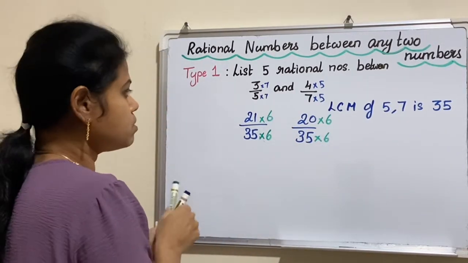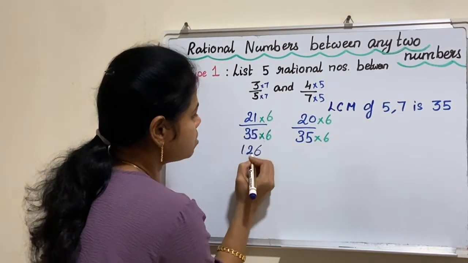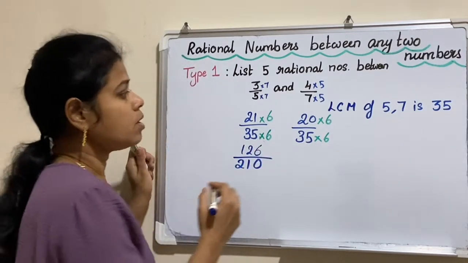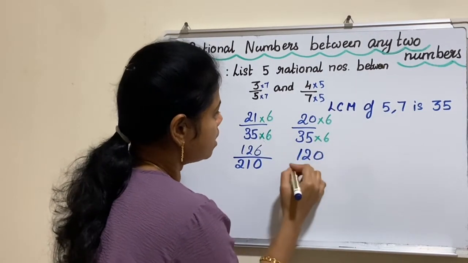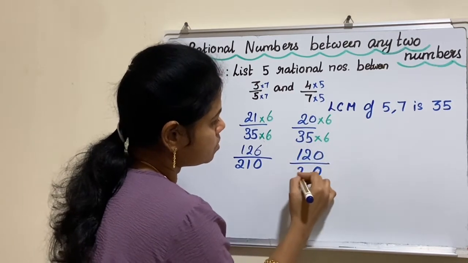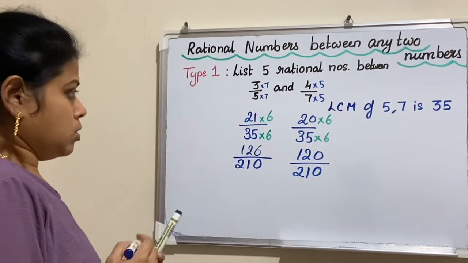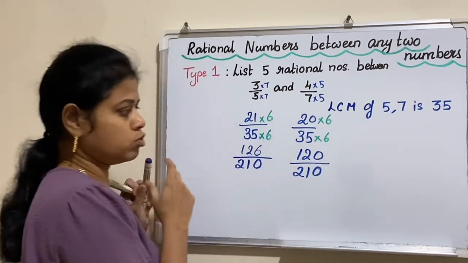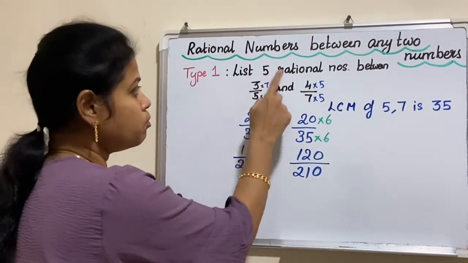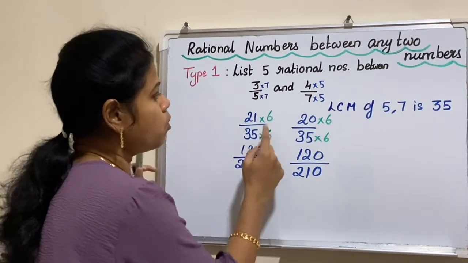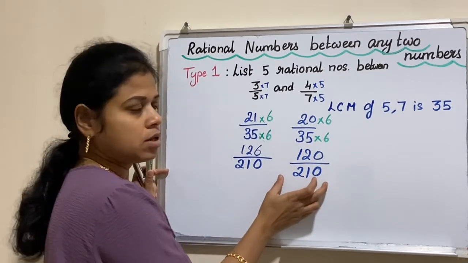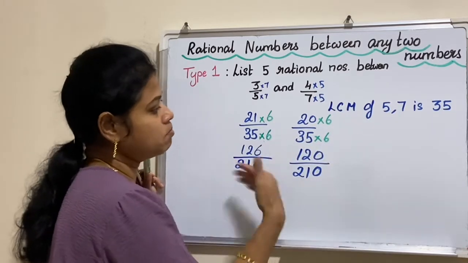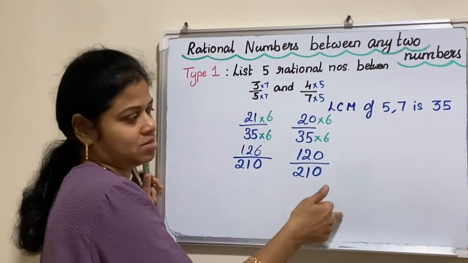So if you multiply this with 6, it will go like 126 upon 210, and this is 120 upon 210. After this, between 126 upon 210 and 120 upon 210, how many rational numbers? Yeah, you will get 5 rational numbers. So if you want to get rational numbers in between, just multiply with any number. You can multiply with 7. If you multiply with 7, you will get 7 numbers in between.